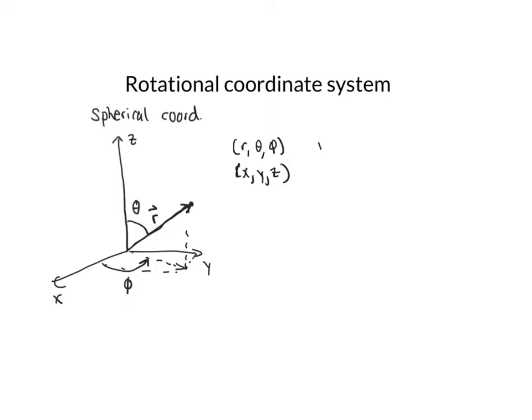So r squared is equal to x squared plus y squared plus z squared, and x is equal to r times sine theta cosine phi, and y is equal to r sine theta sine phi, and z is equal to r times cosine of theta. So that's how I get from one coordinate system to the other.